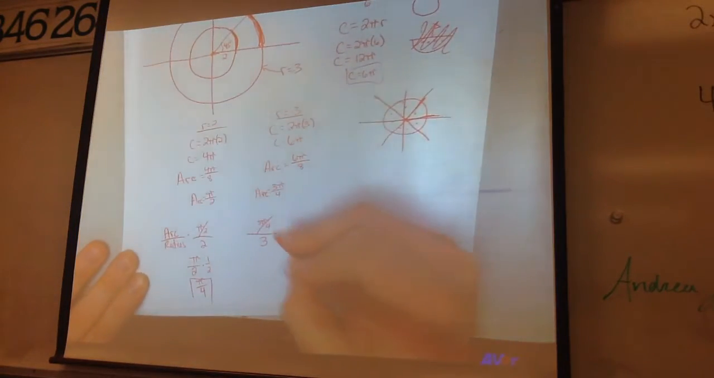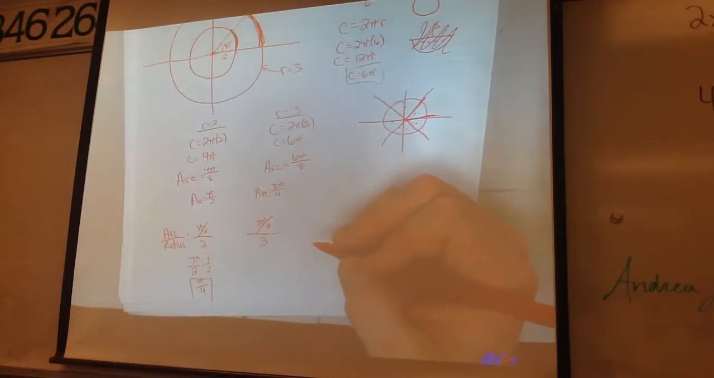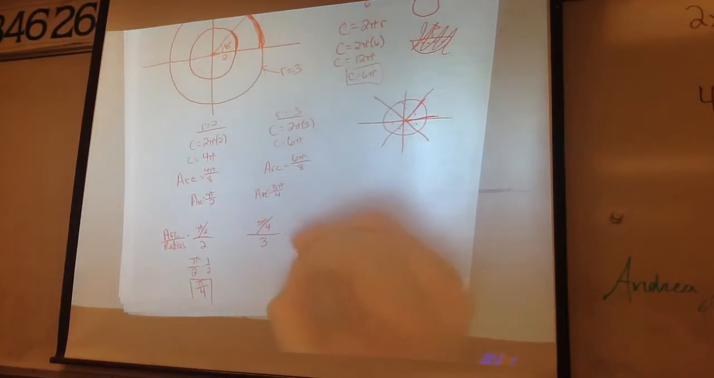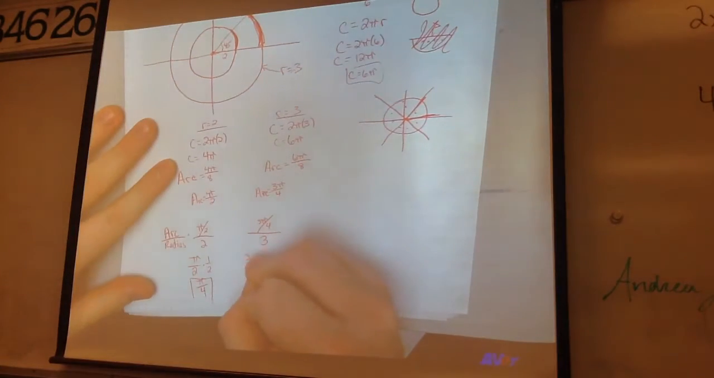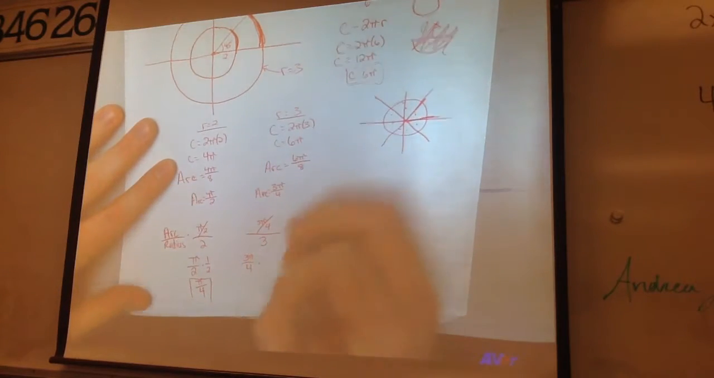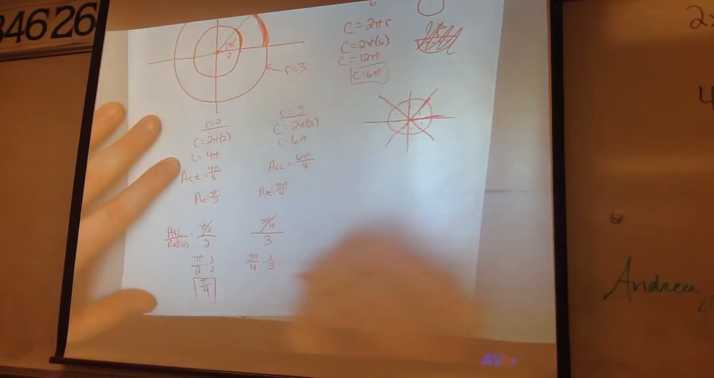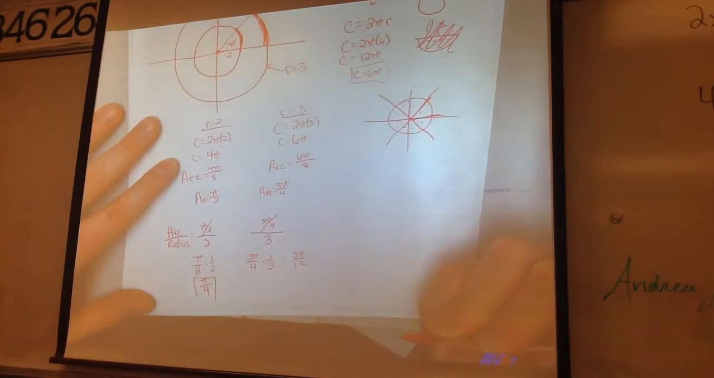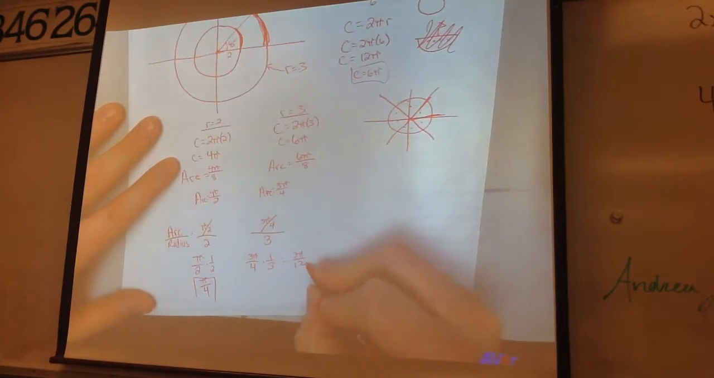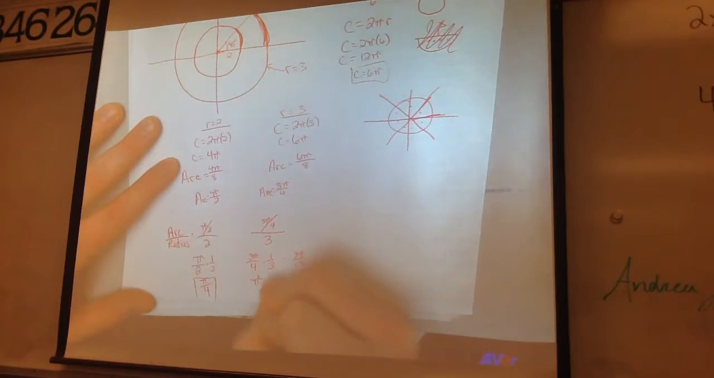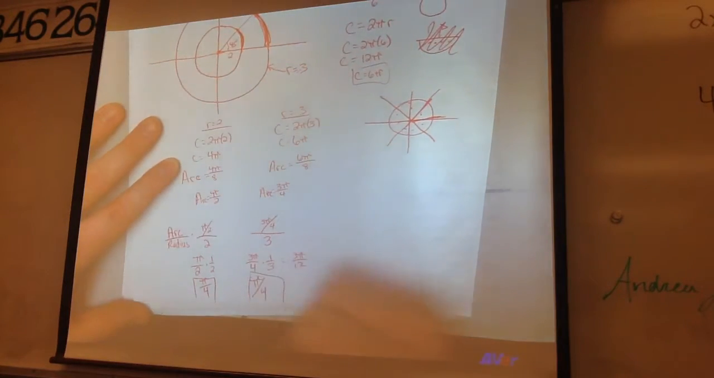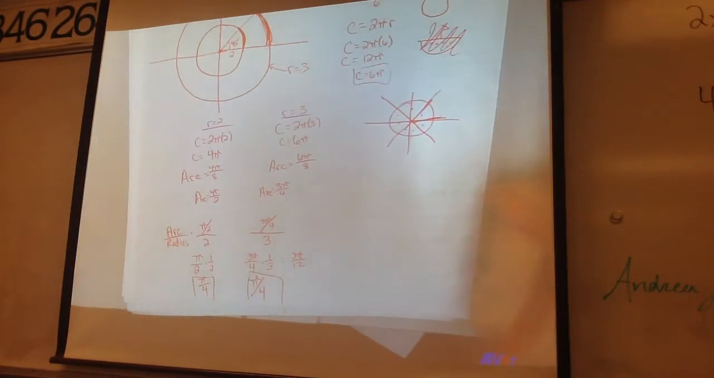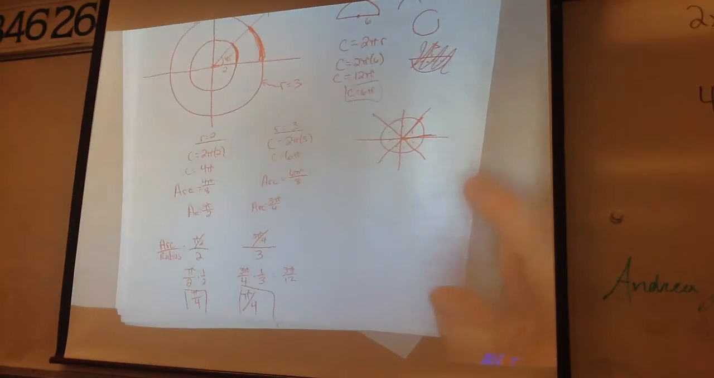And on this one, what are we going to do? 3 pi over 4, flip the 3, 1/3. 3 pi over 12, which is just 1/4 pi, which is pi over 4. It's the same. Interesting. So it's the same thing. So what does it all mean? 45 degrees on the circle is pi over 4.